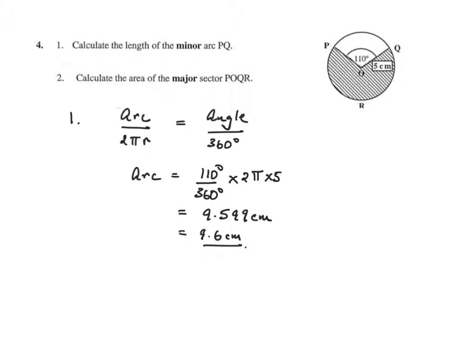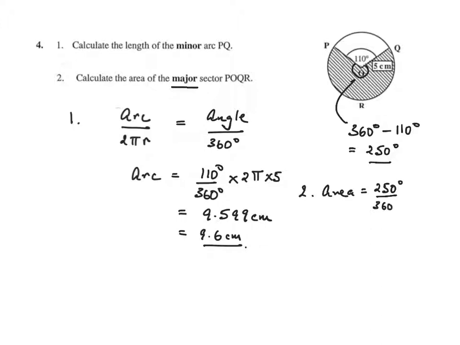For part 2, what we're going to have to do first of all is work out this angle here, and that angle is 360 degrees minus 110, so that gives us 250 degrees. That's the angle at the centre of the major sector. We want to work out the area, so area is 250 degrees over 360 degrees times pi r squared. Now r is 5, so that's pi times 5 squared. And it gives us 54.54 centimeters squared.